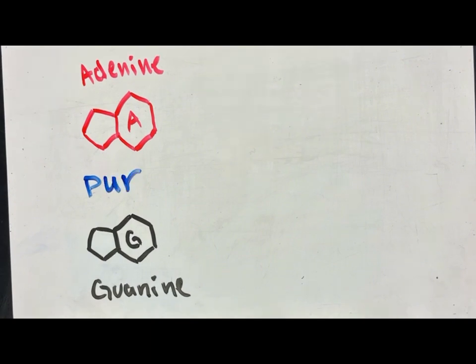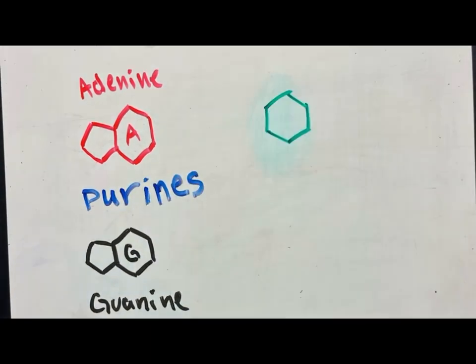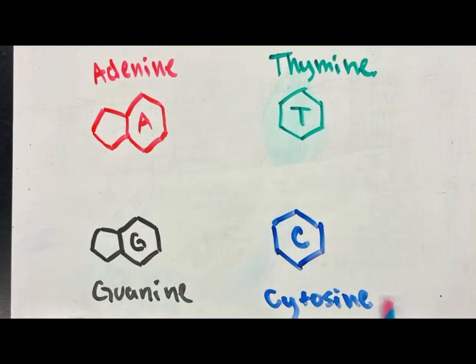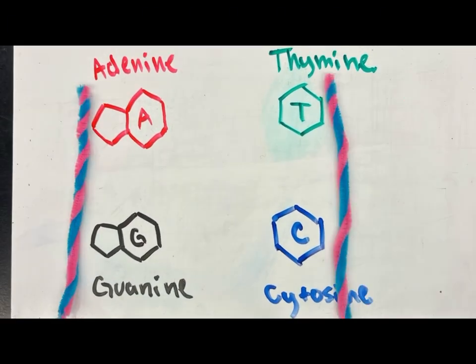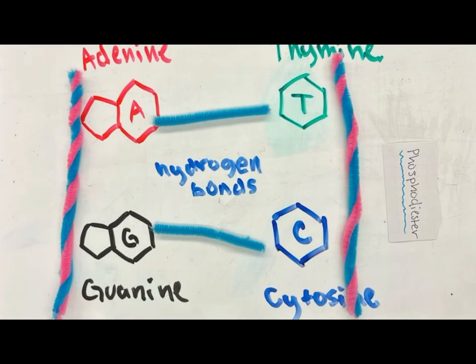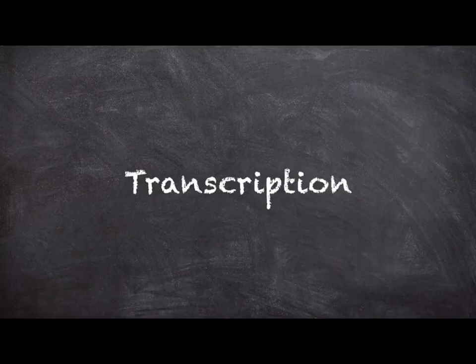Adenine and guanine are the purines. Thymine and cytosine are the pyrimidines. Adenine bonds to thymine, and guanine bonds to cytosine, using hydrogen bonds. Phosphodiester bonds bind these nucleotides together, acting as the backbone of the double helix structure.